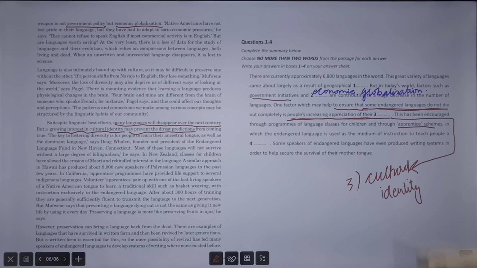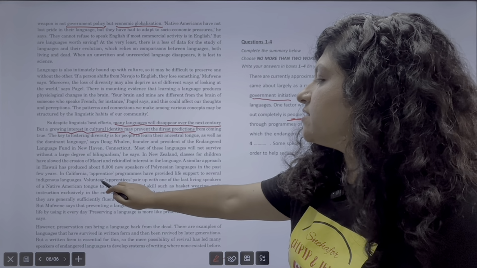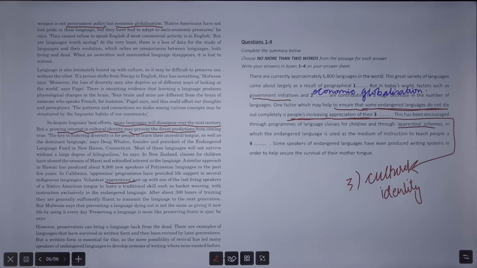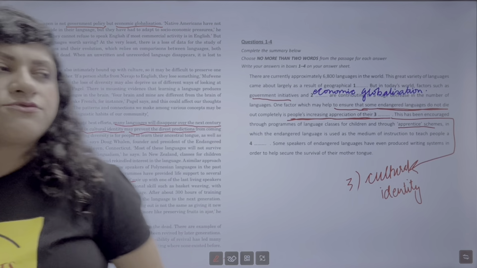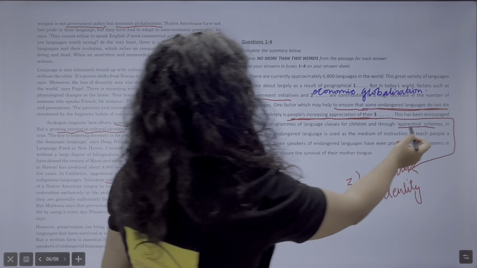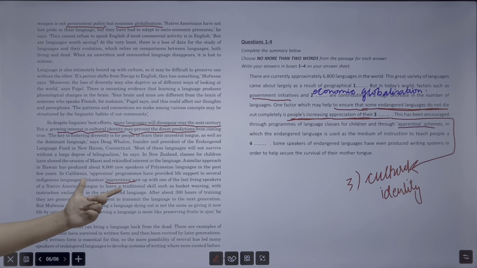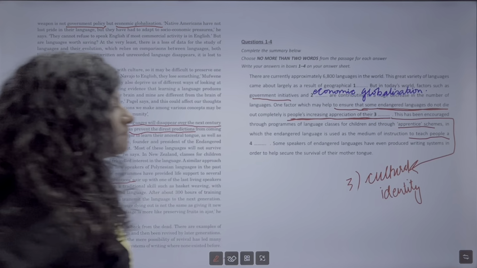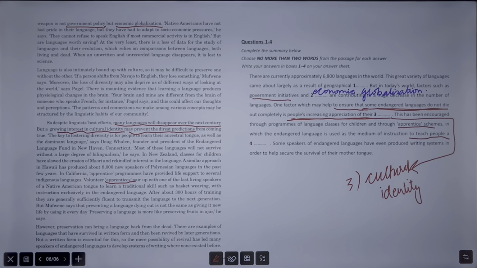So I focus on this apprentice schemes, something related to apprentice, and I definitely see this word over here. Volunteer apprentices pair up with one of the last living speakers of a Native American tongue to learn a traditional skill such as basket weaving. Yes, here I have the answer. How? Again, focus on the keywords, try to match them. Apprentice scheme, yes, we have found the apprentice scheme. What is being taught in this apprentice scheme? That we have to answer, right?